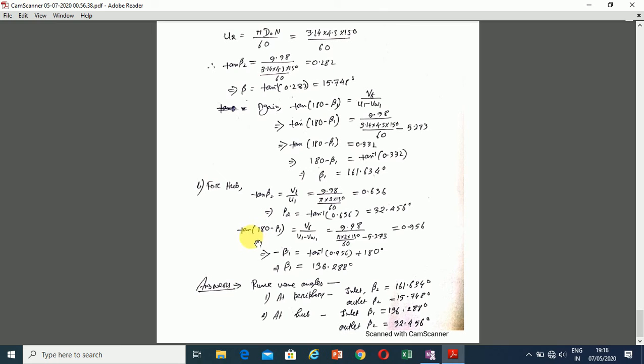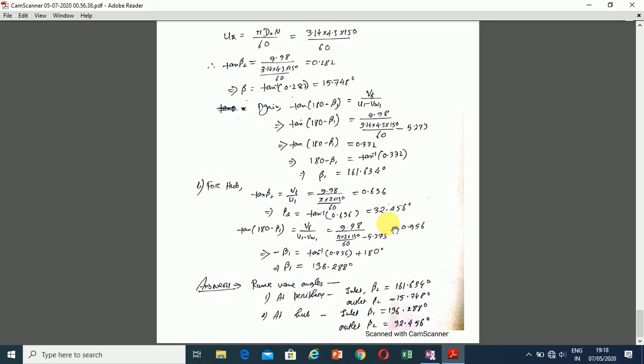And also for the inlet, tan of 180 minus beta 1 is Vf by U1 minus V omega 1, that is 9.98. We take 2 because we are talking about the hub, so we take the hub diameter, that is pi into 2 into 150 divided by 60 minus 5.273, which is equal to 0.956. From here we found beta 1 is 136.280 degree.